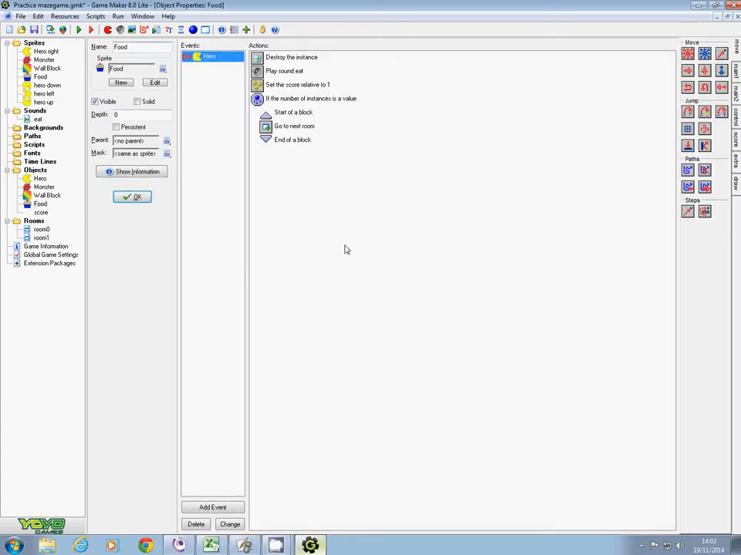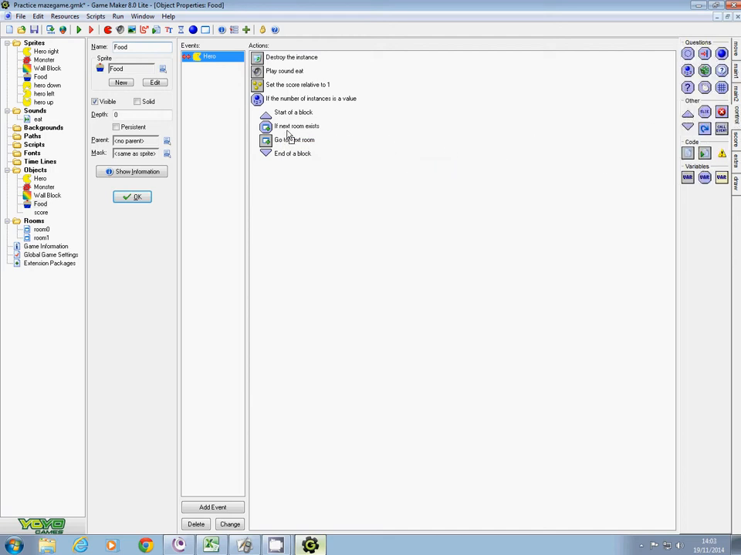So if I go back onto the food, what I actually want here is I want two questions. And this is where it gets complicated, because if all the food's gone, I want to go to the next room if there is a next room. Now that is a question I can ask. If I go to main 1, I can ask here if next room exists. Okay, so I can say if the next room exists.